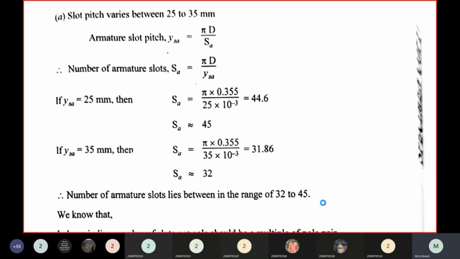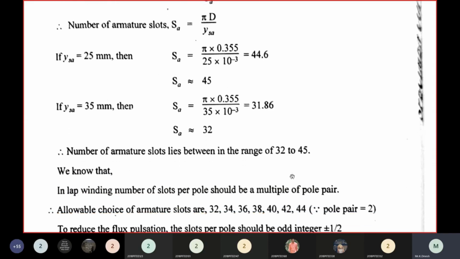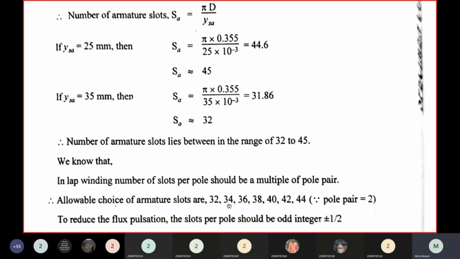So it should be an even number because it is a pole pair. So 32, 34, 36, 38, 40, 42, 44. We have to choose the number of armature slots in this manner. The range should be 32 to 45, and it should be an even number. So from this range 32, 34, 36, 38, 40, 42, 44, I have to choose which one is suitable for the design.